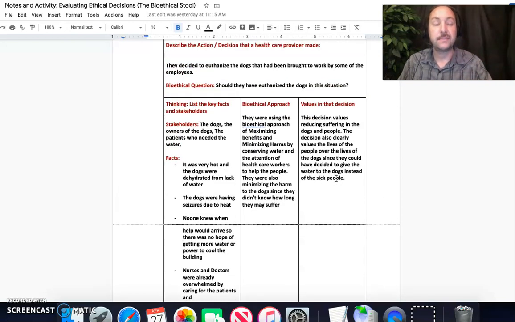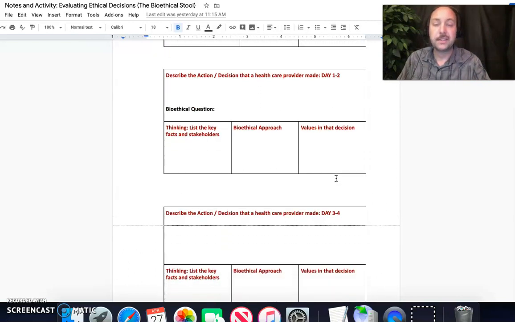And I think in this case, the value they were trying to uphold is to reduce suffering of the dogs primarily, but also suffering of the people. And my guess is of those two, if they had to pick one, they would probably have saved the people and conserved the water for them rather than the dogs.